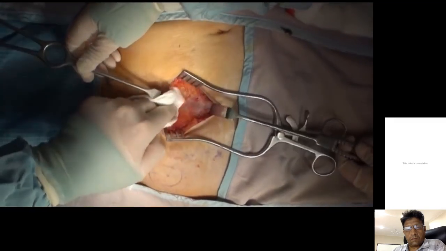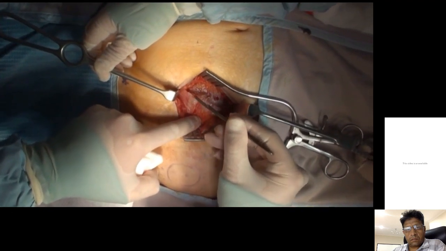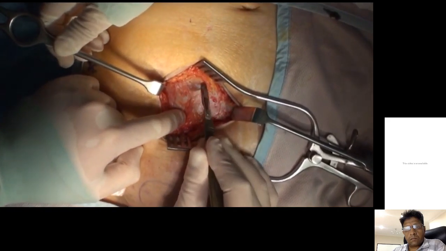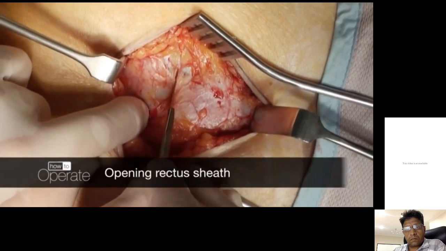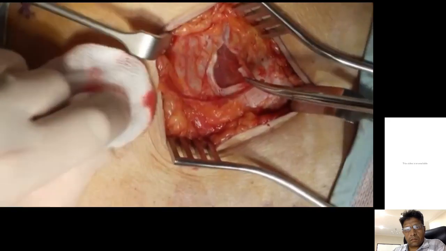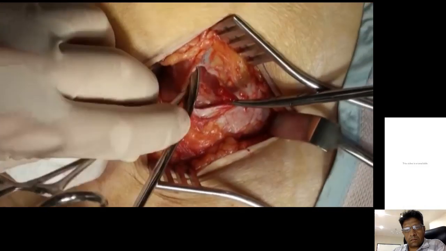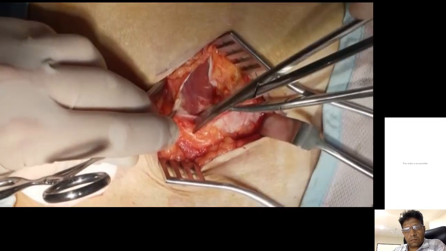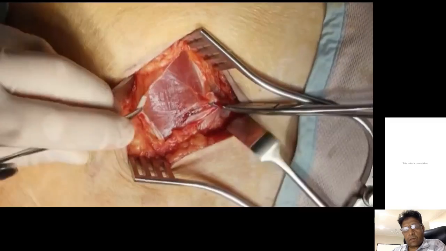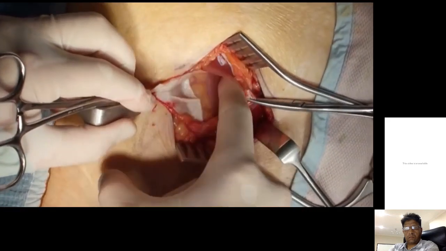In actual fact, I think you can probably see some of the fibres there of the external oblique coming from superolateral to inferomedial, and then the rectus sheath begins underneath there. There's already a little hole there. That's a good place to start. Just take that. We've opened the anterior rectus sheath. We can see this vertical running muscle. We don't need to cut that, we can just retract that.